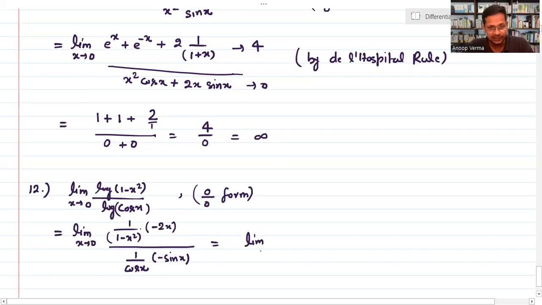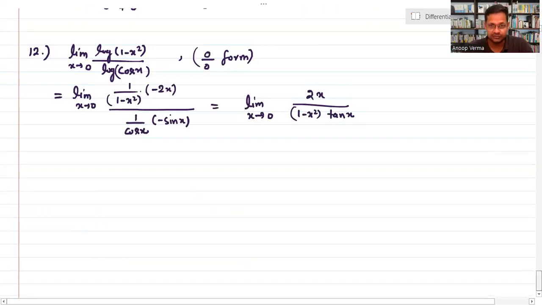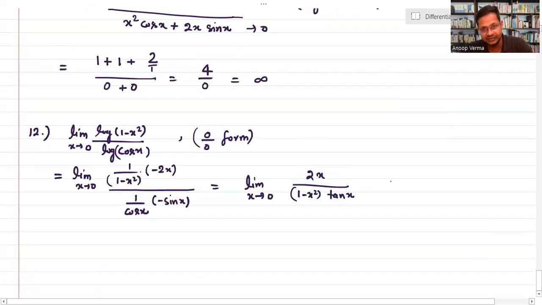तो फ्रॉम हेयर यू विल गेट, लिमिट x टेंडिंग टू 0 और यहाँ पर माइनस से माइनस हम कैंसिल कर सकते हैं, साइन अपॉन कॉस tan होता है. तो फ्रॉम हेयर यू विल हैव 2x actually, this is 2x upon 1 minus x square into tan x. ओके, तो ये हमारे पास डेरिवेटिव आएगा और वी कैन अप्लाई डेरिवेटिव बाय एल हॉस्पिटल.